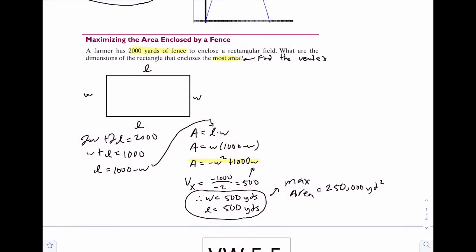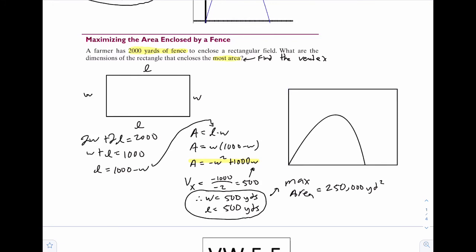So let's do a rough sketch so you can see it graphically there as well. 500, 250,000. And the reason it's important to understand the graph is because you can see right there, there is your max area. And it happens when the width equals 500 yards.